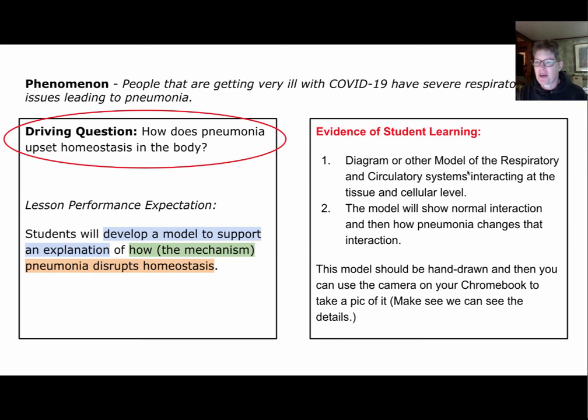So anyways, what are you going to do? Well, I need you to diagram or show some other model of the respiratory and circulatory systems interacting at the tissue and cellular level. The model is going to show normal interaction and then how pneumonia changes that interaction. You can draw it by hand. You can use the camera on your Chromebook, take a picture of it, and share it with me.